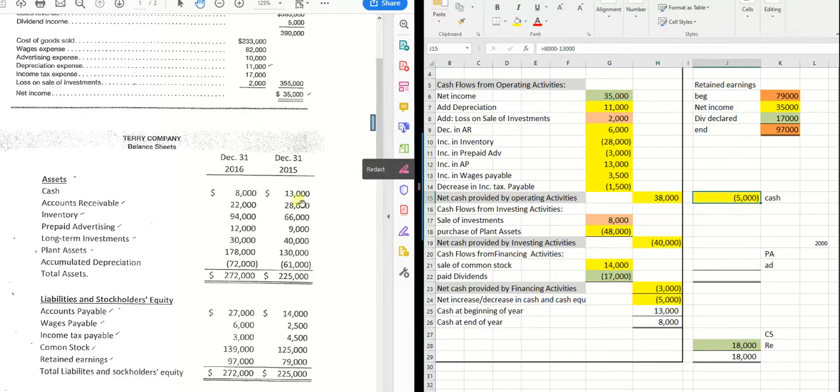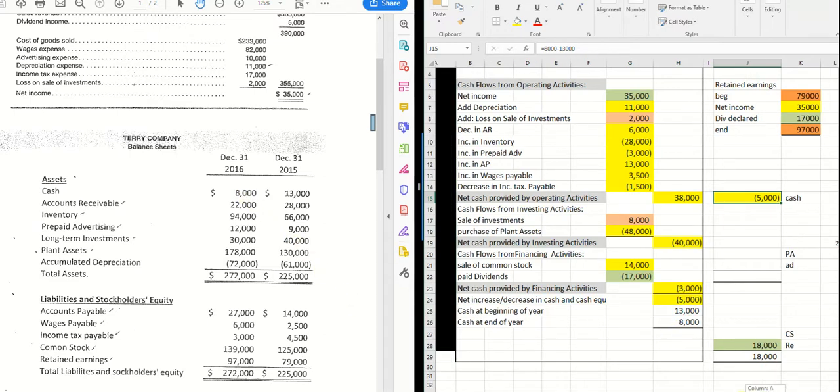So then I put my beginning of year cash. You can't stop at the $5,000. A lot of people just want to stop at the $5,000, and if you do that, you lose points. But I have cash at the beginning of the year, this 13,000, and negative 5 plus 13 is 8, which should agree to cash at the end of the year. And you are done with your cash flow statement.